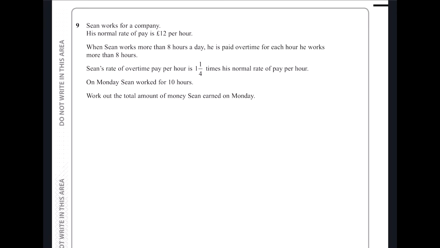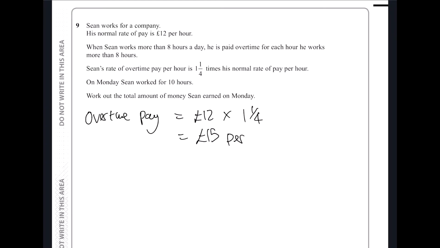Well, let's firstly figure out what his overtime pay is. So overtime pay, which is what they tell us in this line here, is 1 1/4 times his normal rate. Well, his normal rate is £12. So we multiply £12 by 1 1/4, right? A quarter of 12 is 3, and then we add that on to 12, which will give us £15 as his overtime pay per hour.